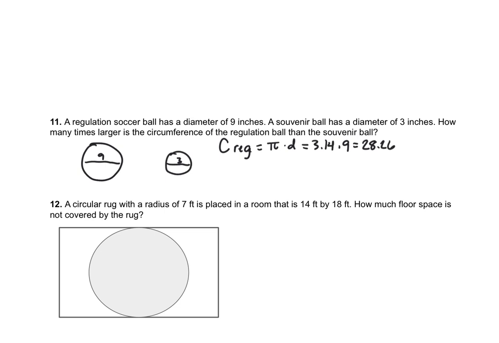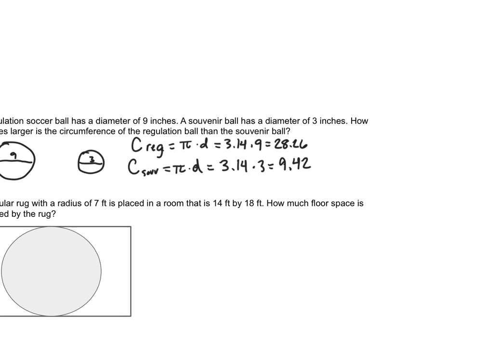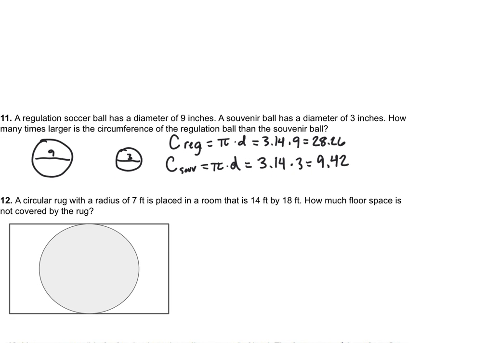We did that before. The circumference of my souvenir ball, again, is pi times diameter. So I'm going to do 3.14 times 3, and I get 9.42. Now, it says how many times larger is the regulation ball than the souvenir ball, right? If I'm looking for how many times larger, I'm looking really at what's the scale factor there, right? How much bigger is that one than the other? To find that, we're just going to divide these two numbers, 28.26 and 9.42. When I divide these two, I get an answer of 3.